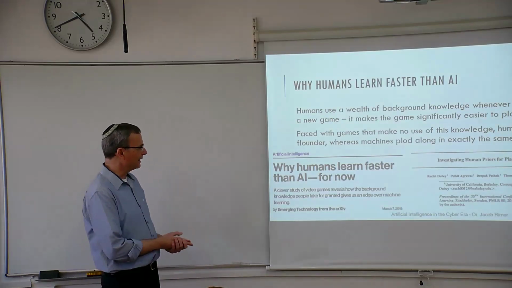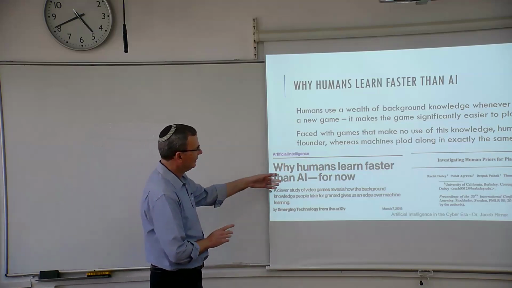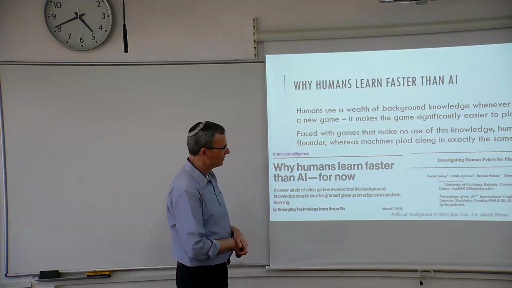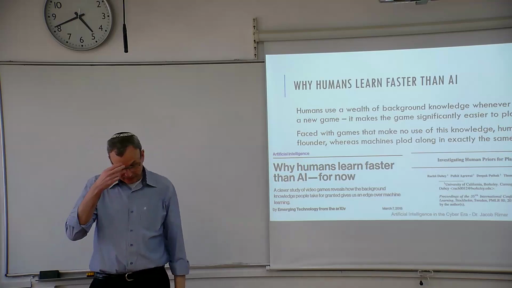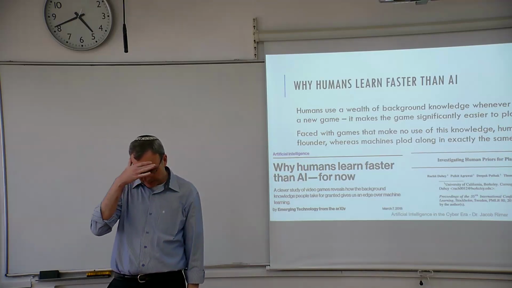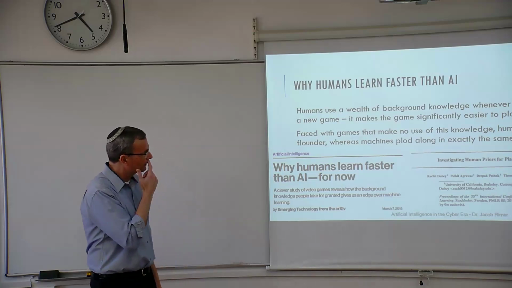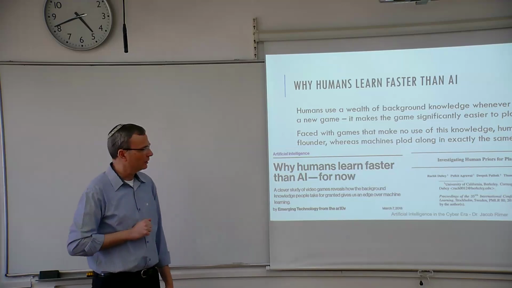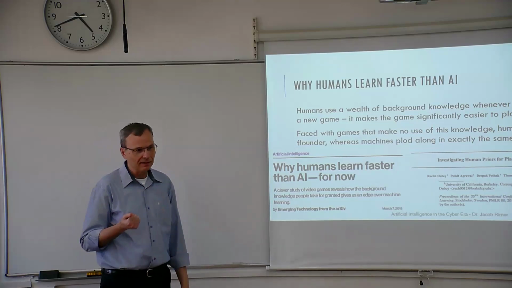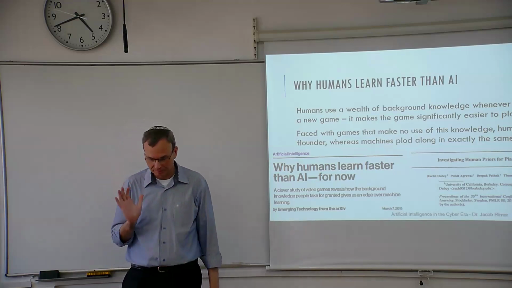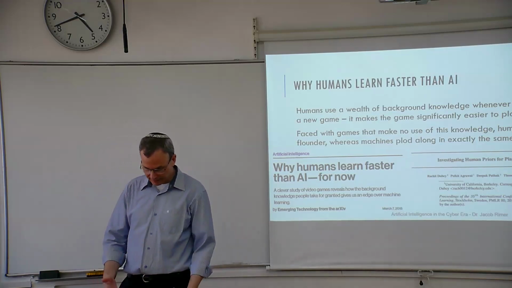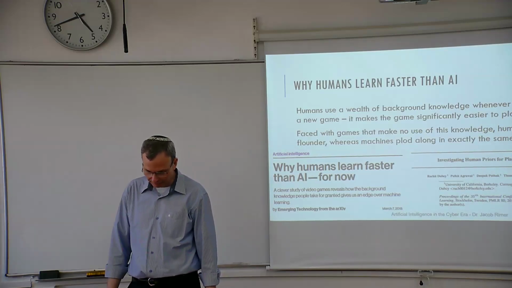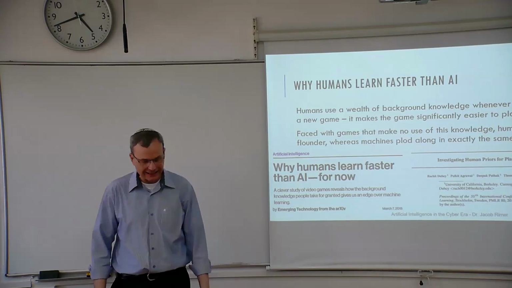This is a very nice example, and you can see here the article. This is from the press, and this is the real article that was published about 6 years ago. And what they did there is a very interesting scenario. They build games. One game, a computer game, is a realistic game. The other one is not. Okay? They say humans use a wealth of background knowledge whenever playing a new game. It makes the game significantly easier to play.